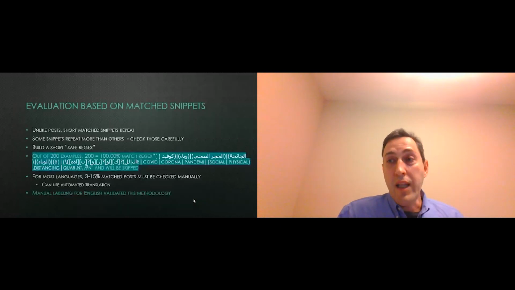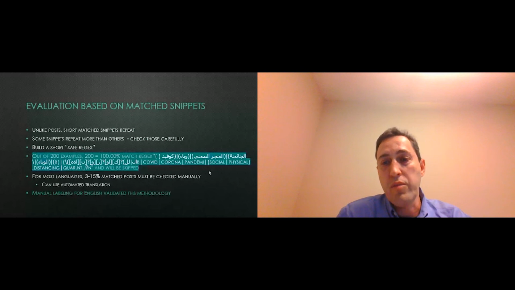Unlike entire posts, unlike entire pages of text, short match snippets repeat. And some snippets repeat more than others. So we rank them by how often they repeat. And basically, we build a short, safe regex. Here's an example for Arabic. For most languages, 3 to 15% of matched posts must be checked.